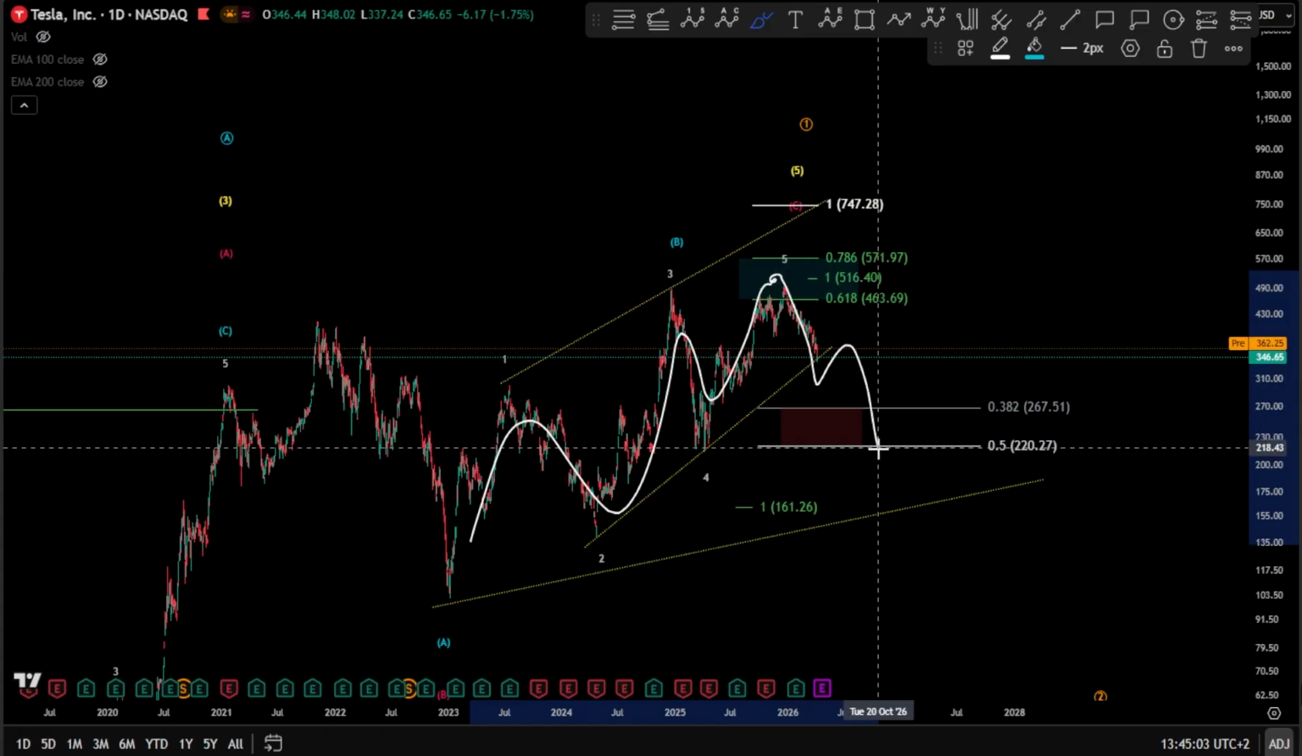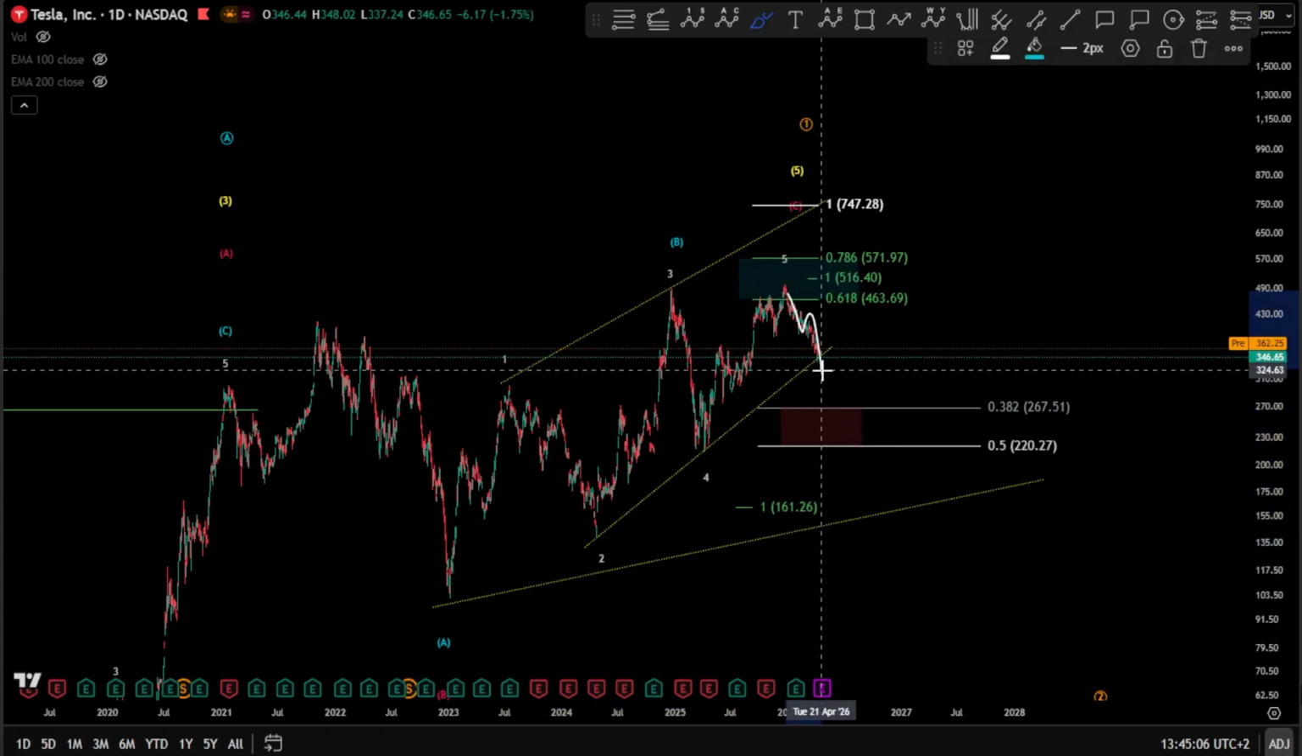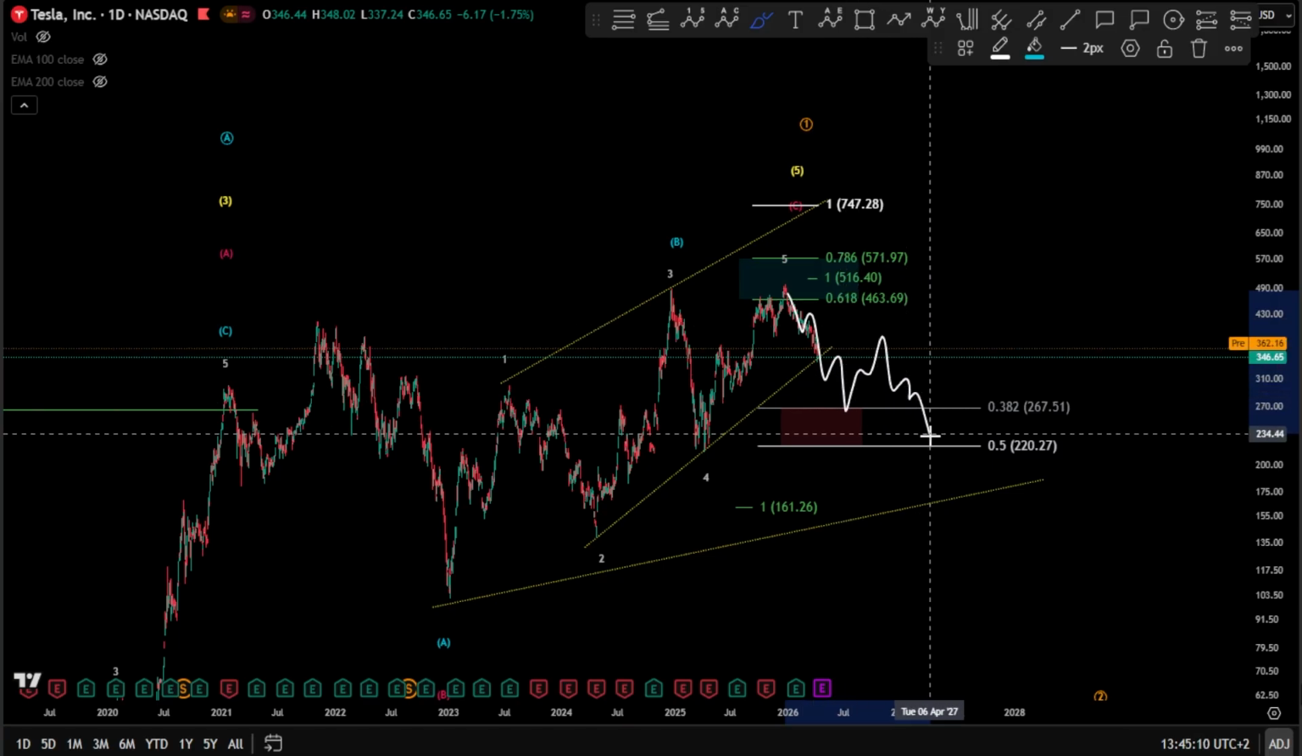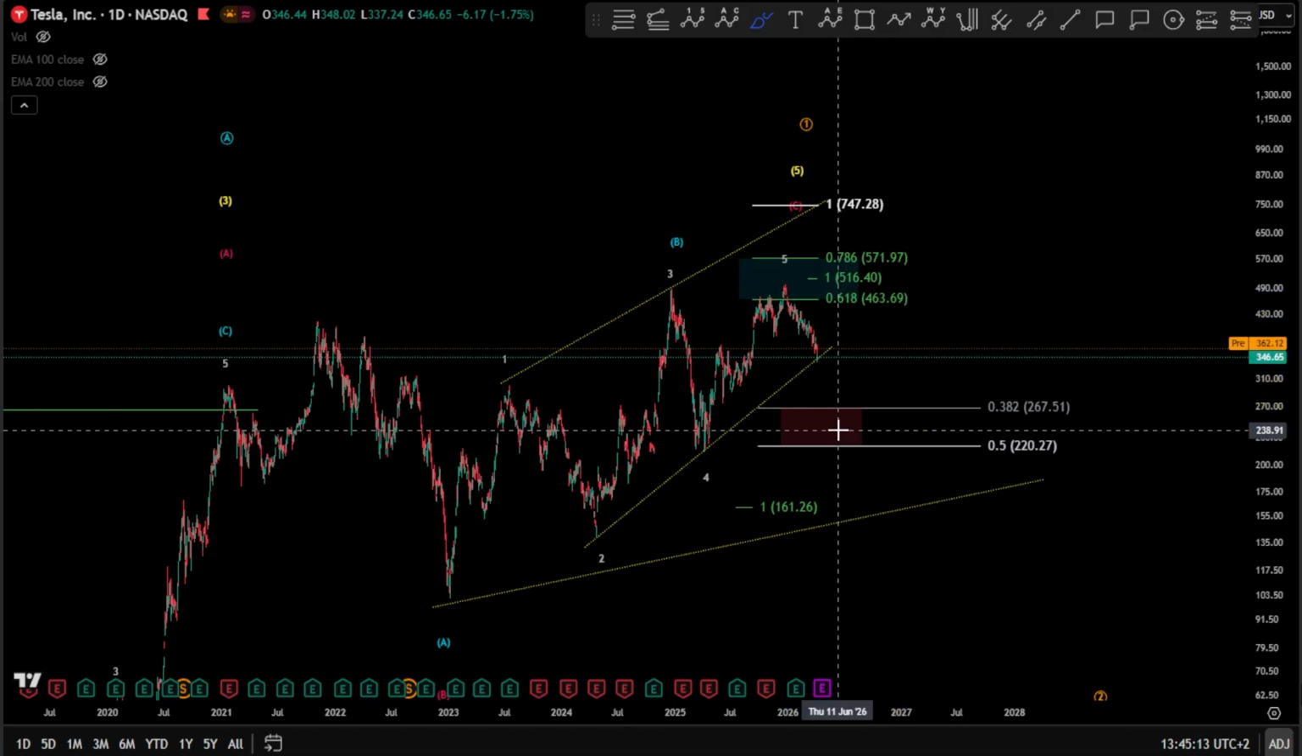And then A, B, and a C potentially can be unfolding, but obviously this is kind of like an impulse 1, 2, 3, 4, 5. Then having wave B, then wave C. Don't forget the time is required as well.